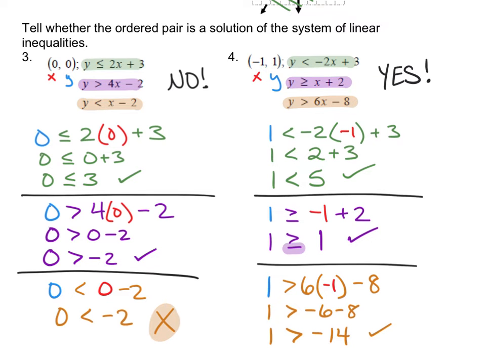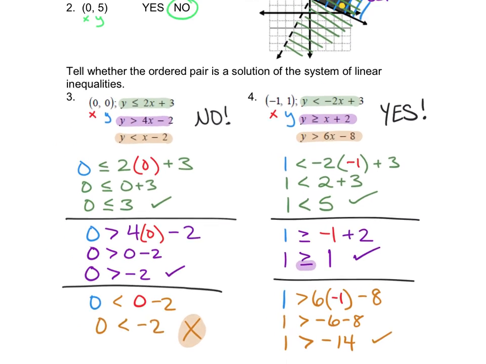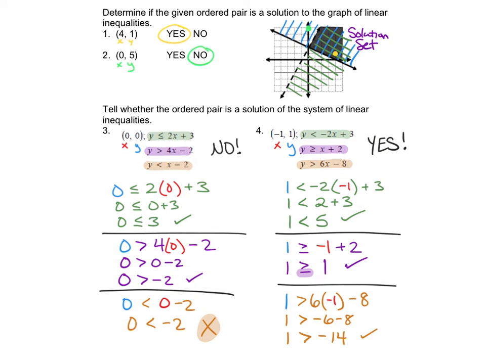Again, if you get a coordinate and you just want to see is it a solution, you have 2 options. If you're given a graph, just see if it's in the shaded region. If you're not given a graph, go ahead and just plug that number in and evaluate to see if that is a solution.